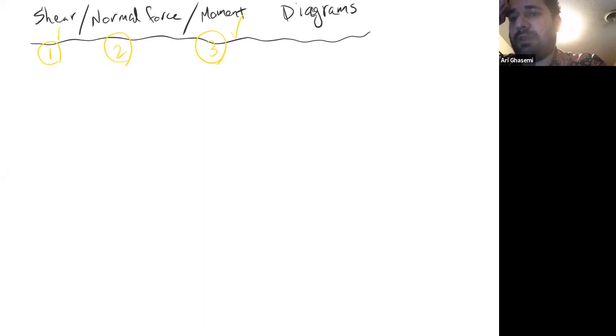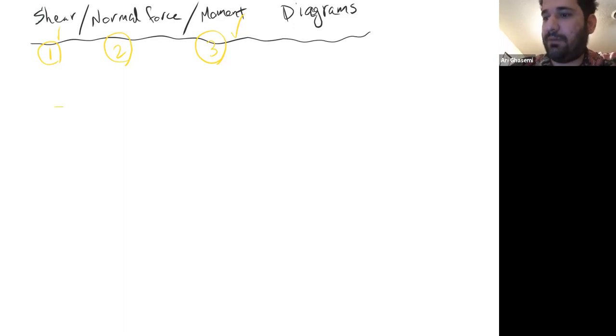That's the reason I say you need to solve a lot of practice problems at home and watch the videos I post, watch them several times, and try to solve them yourself. So what is a shear moment diagram? Complete shear, normal force, and moment diagram. Let me give you an idea of what this is.